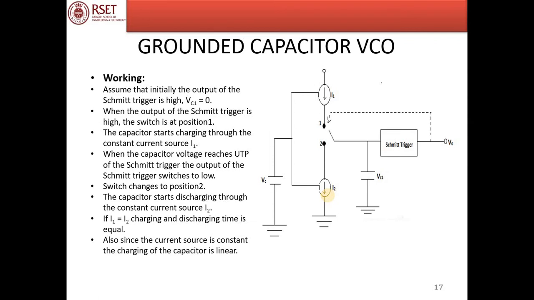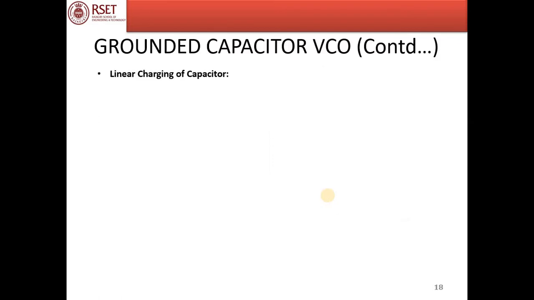So let us see how. Let us see how the capacitor charges linearly. What is the equation for voltage across a capacitor? VC is equal to 1 by C into the integral of i(t) dt. So we said in this case our current source is constant, that it is not varying with time. So how can we write VC? VC equal to 1 by C integral of constant I into dt, or we can write VC is equal to I into t by C.